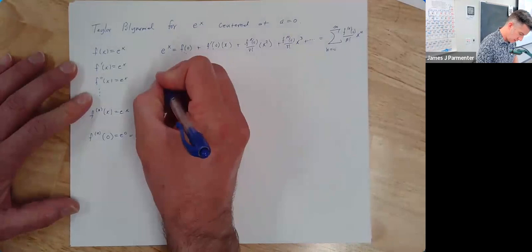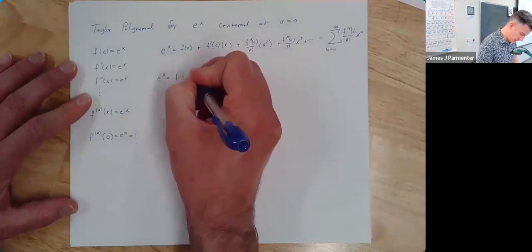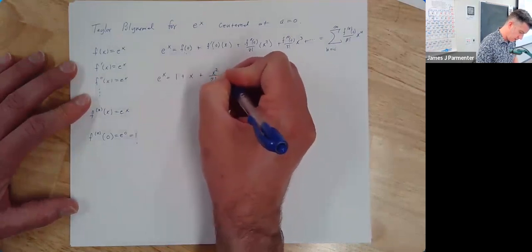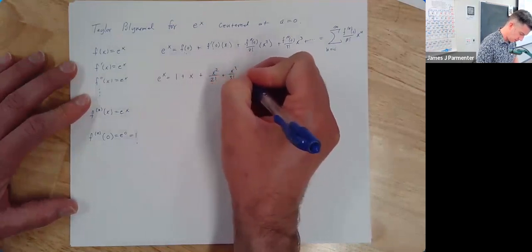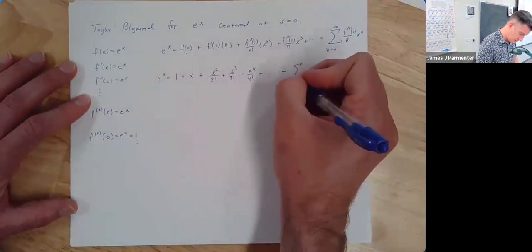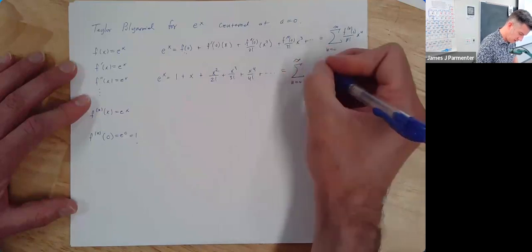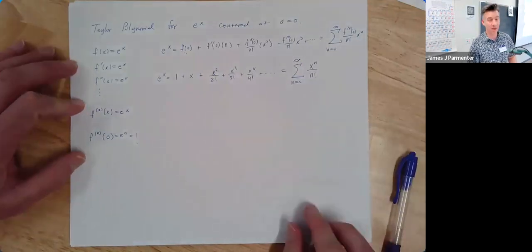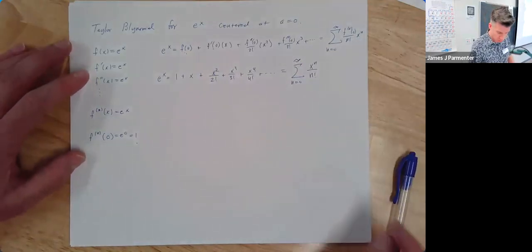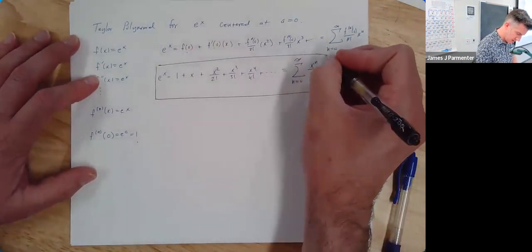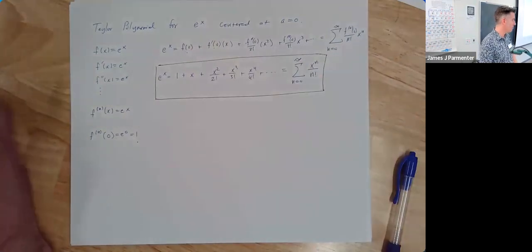So here, we get e to the x is equal to 1 plus x plus x squared over 2 factorial plus x cubed over 3 factorial, and so on. That's the sum from n equals 0 to infinity of x to the n divided by n factorial. And you should definitely memorize this one. 100%. If there was ever a Taylor series centered at 0 to memorize, this would be the one. There are others you should also memorize, but this is top of the list.